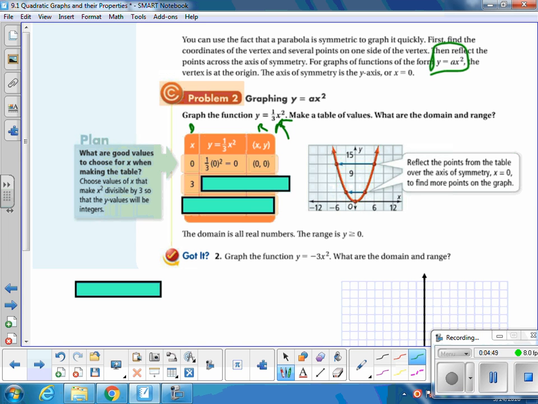And then I'll try 3. So I want to do 1/3 of 3 squared. So 1/3 of 9 is 3. So I have a coordinate at 3, 3, which is that point. I try 6.